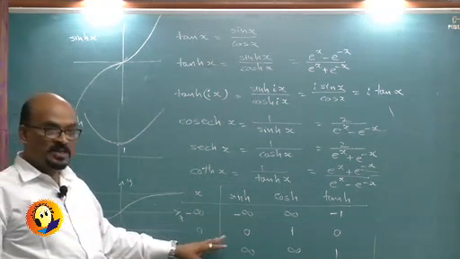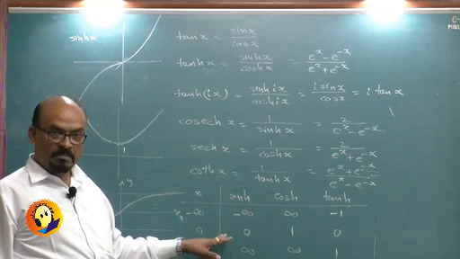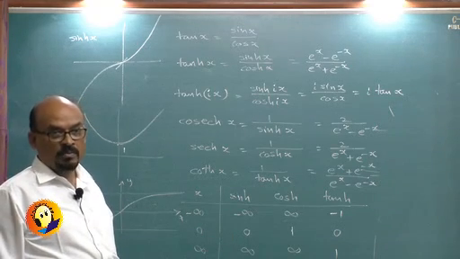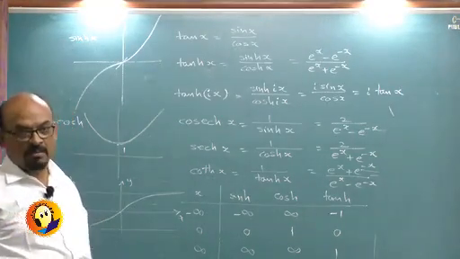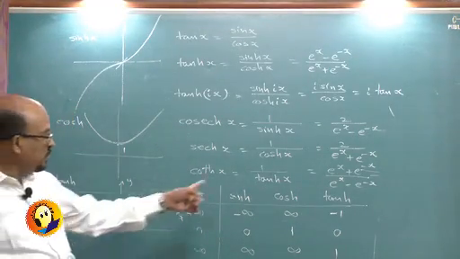There will be 9 questions in your online exam. What is sinh 0? What is cosh 0? The options are like 1, 0, minus 1, infinity. Each of these values can be asked.